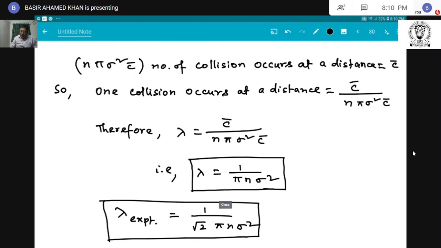Only a factor of root 2 is extra in the experimental value, and the theoretical value of the mean free path is lambda equal to 1 by pi n sigma square.